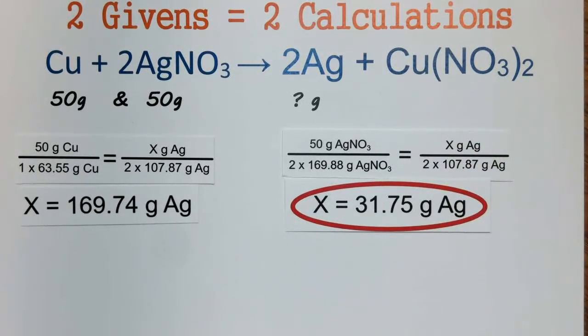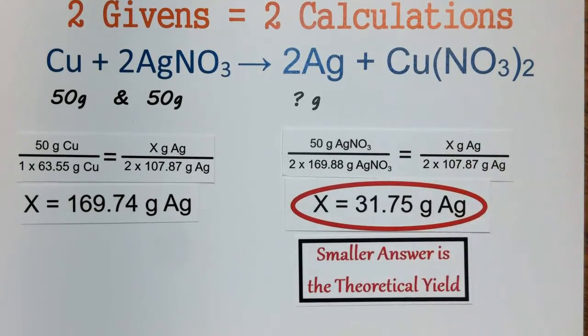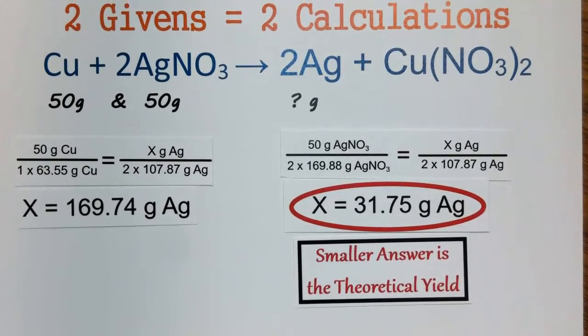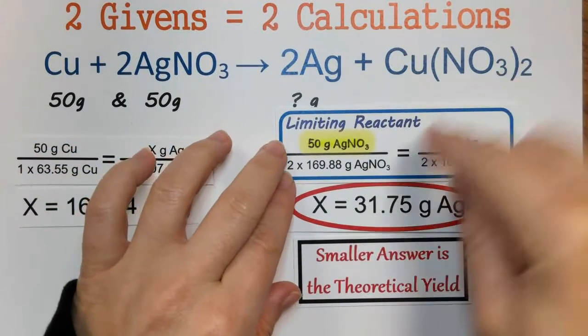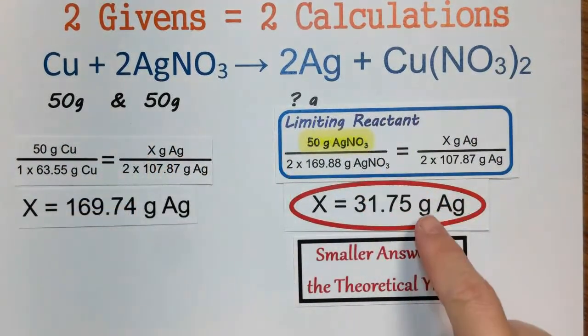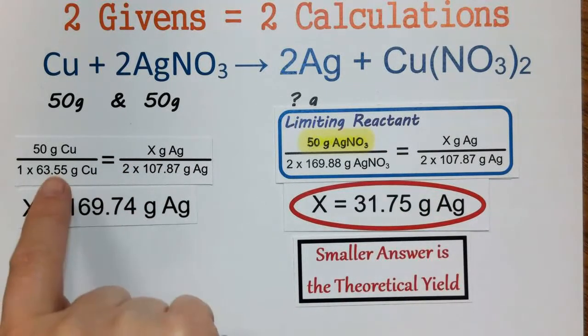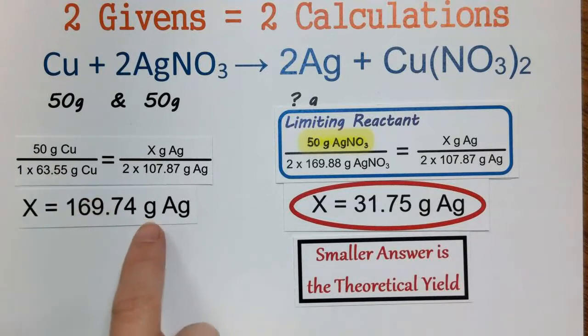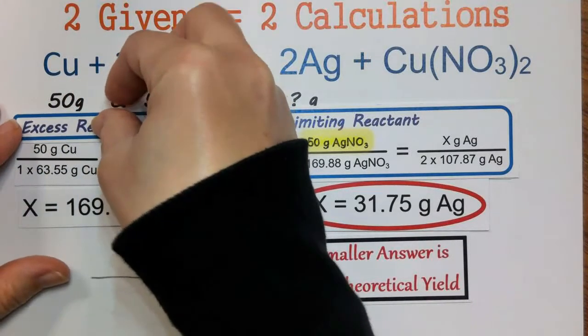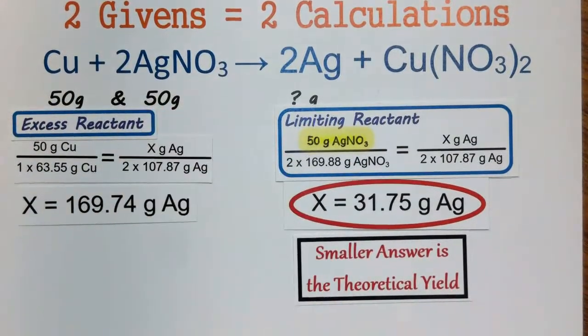And it's because the smaller answer is always the theoretical yield. And so since this is our correct answer, our theoretical yield, that means that the silver nitrate used to calculate this is the limiting reactant, as opposed to the copper over here, which was used to calculate the larger value, is labeled the excess reactant.